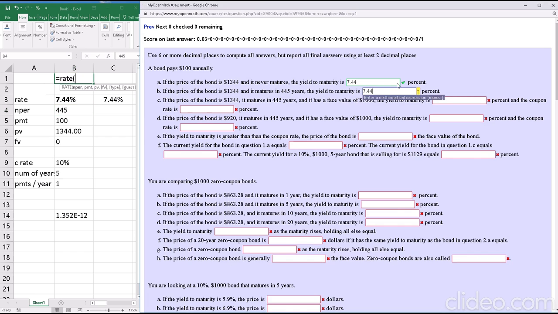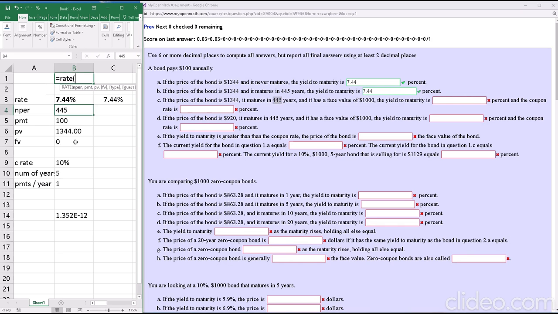Okay. Hit enter. Now, let's try this scenario. The price of the bond is still $1,344. It matures in 445 years and has a face value of $1,000. So now we got to change the face value to 1,000. And this is where we might have a problem. Excel is using numerical solutions for I here, so it kind of craps out. So what you have to do is back down the number of periods. Let's go to 300. Okay.